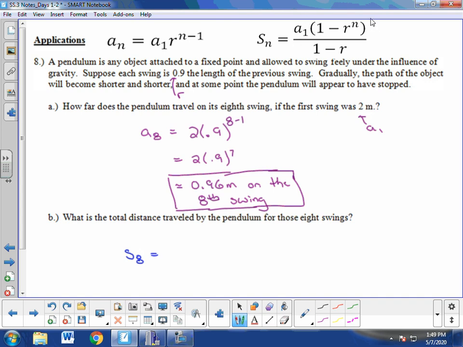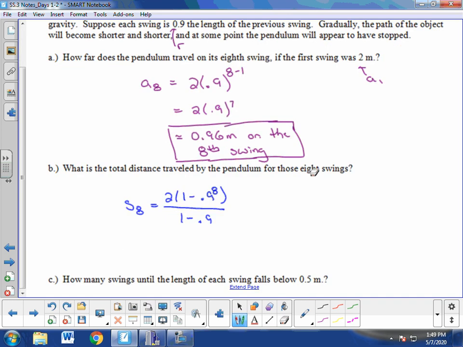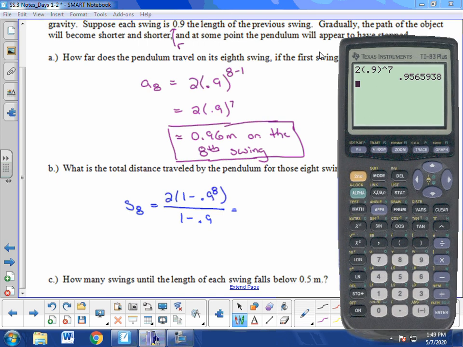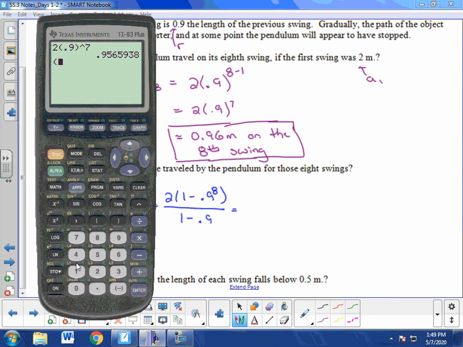A sub 1 is 2. It gave us that information on the previous problem. Then in parentheses, we would have 1 minus the ratio, which the ratio again is 0.9, to the nth power. The nth power, if it's going to go through 8 swings, would be 8. All over 1 minus 0.9. If I simplify this expression, I'm going to go ahead and do part of the numerator in my calculator. So 1 minus 0.9 to the 8th.